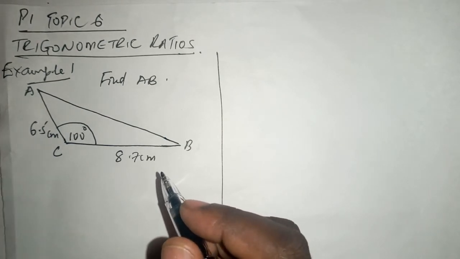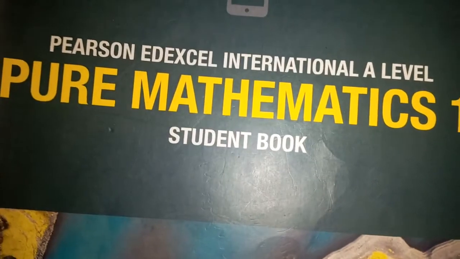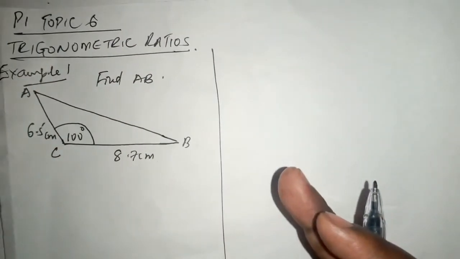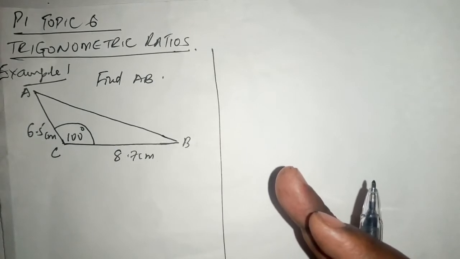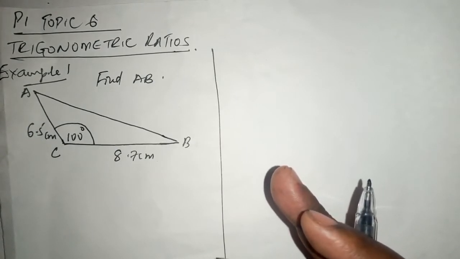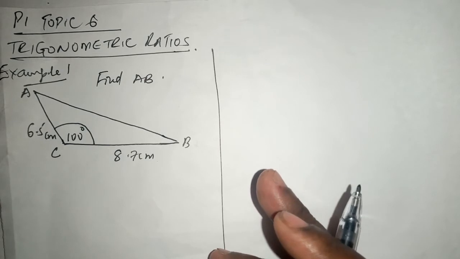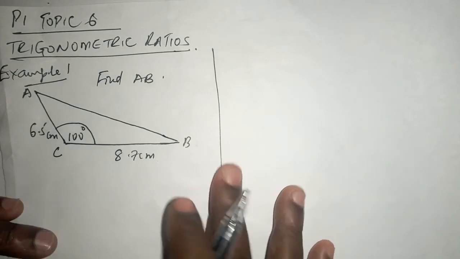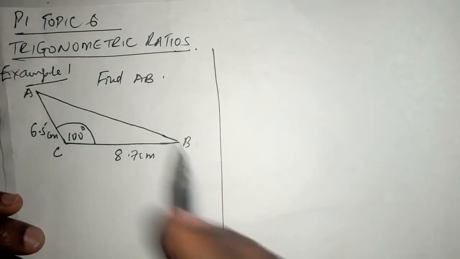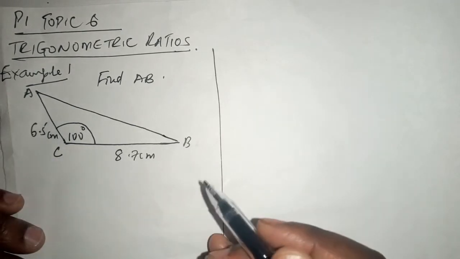We will continue to explain chapter number 6 of Pure Mathematics 1, Book 1. We've already introduced the topic number 6 in the first video, and in this one, I want us to explain both example 1 and example 2 in the same video. Example 1 gives us a diagram and we are supposed to find the length of AB.